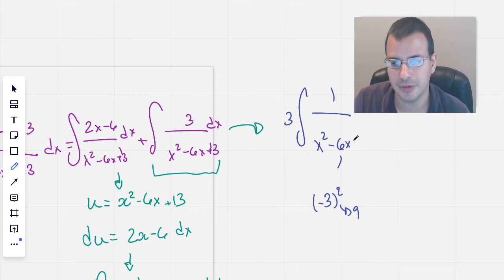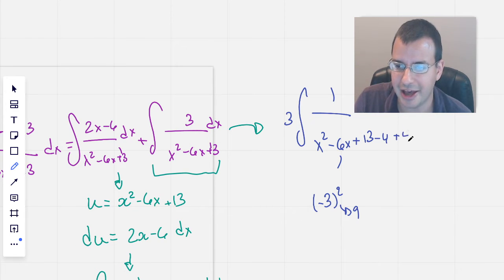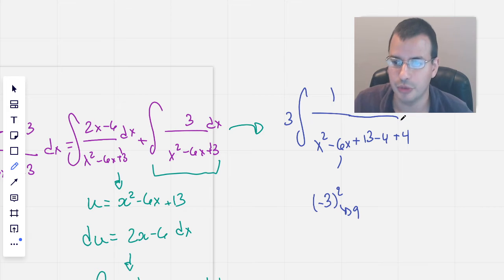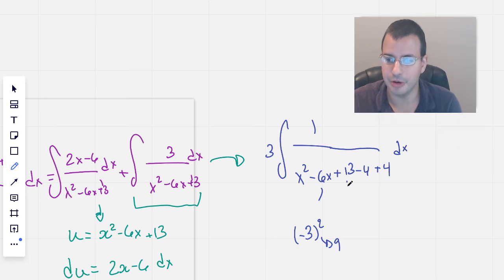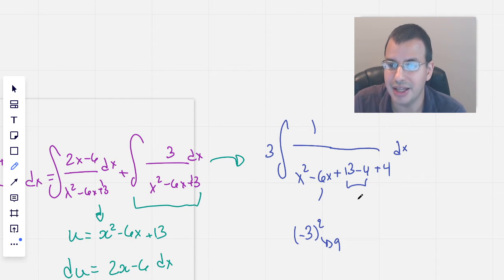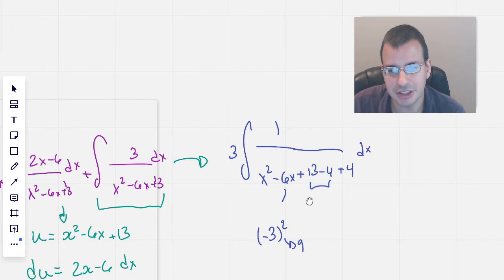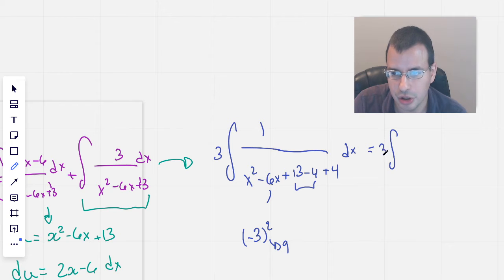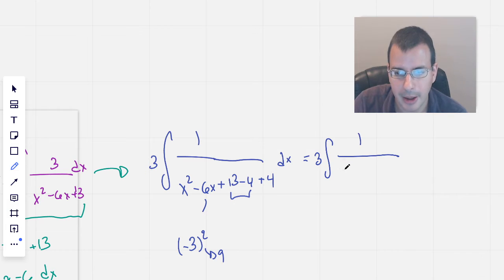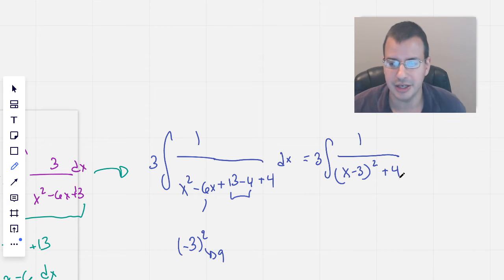So what I'm going to do then is plus 13, because 13 is already there. But I'm going to subtract 4, and I'm going to add 4. Again, you can always add 0, which negative 4 plus 4, when combined, will be 0. But when 13 and negative 4 combined, we have 9. And so we can rewrite this as the integral of 3 over (x minus 3) squared plus 4 dx.